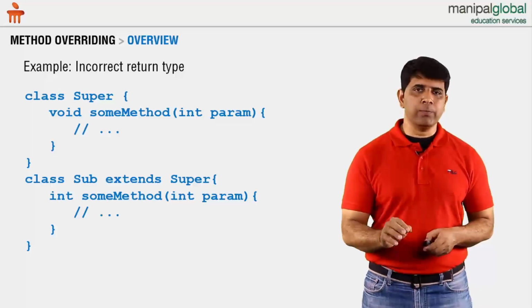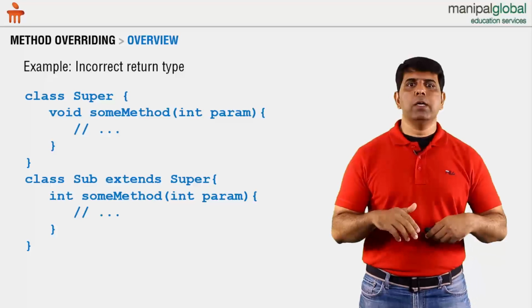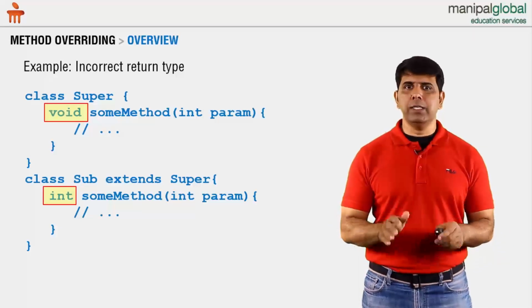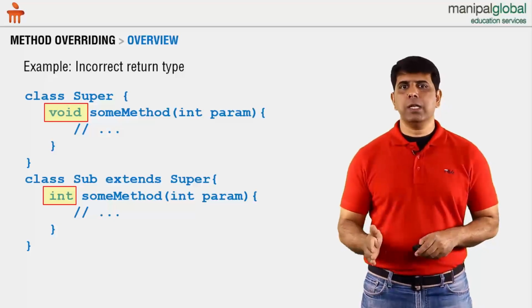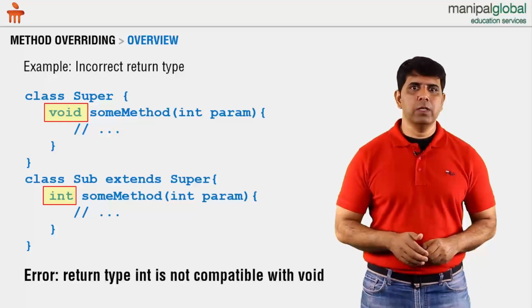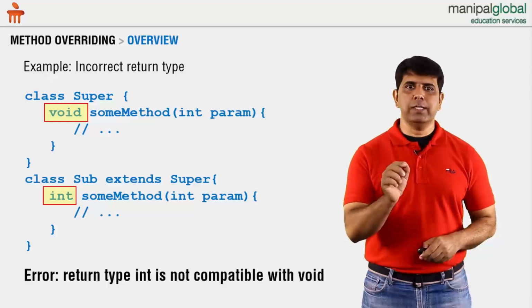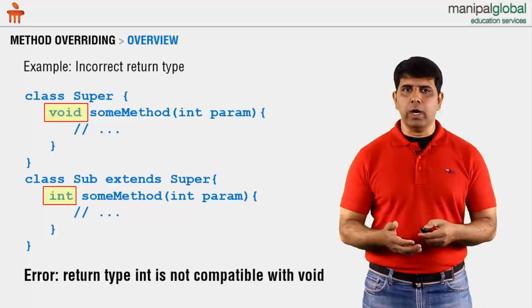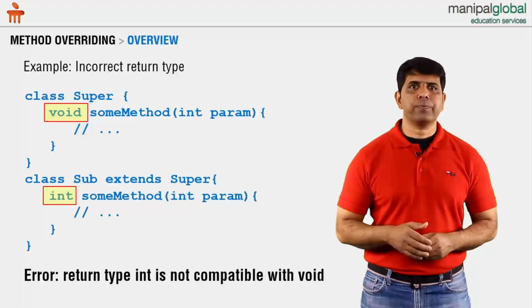There is an ambiguity. This is the reason compilers stop you in advance from doing this. So different return types for the same method signature is not allowed, and there will be a compilation error. It says return type int is incompatible with void. That's the message you get.